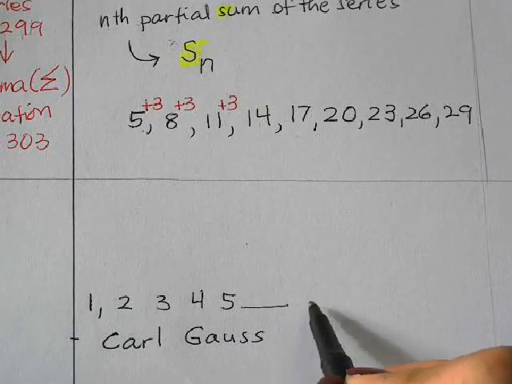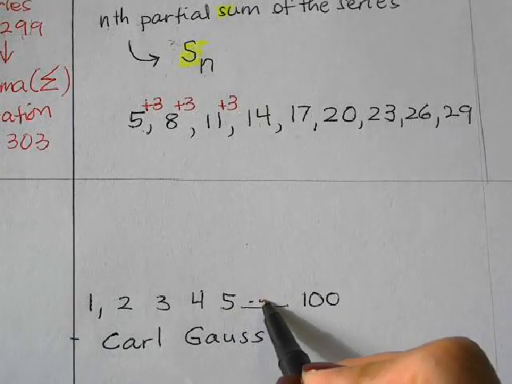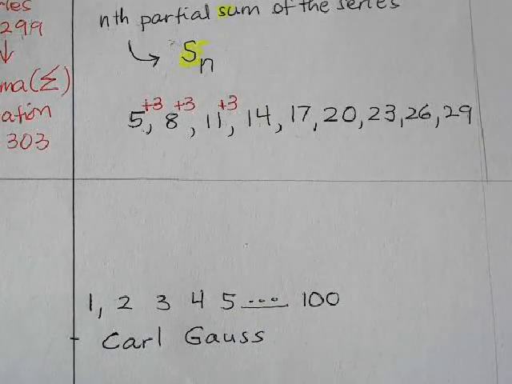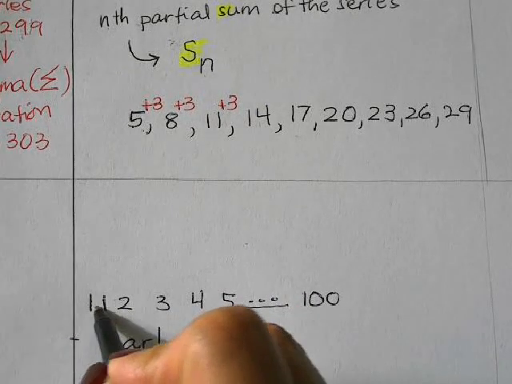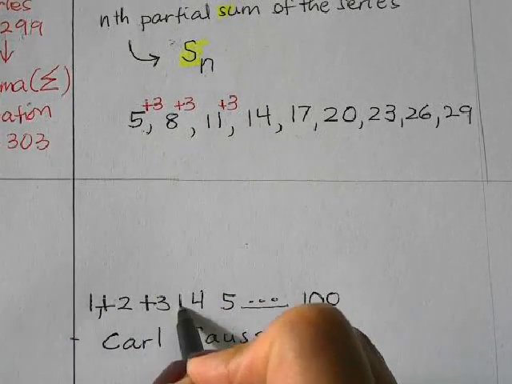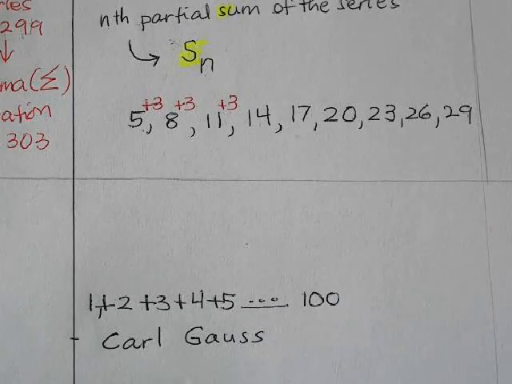So add all of this up to 100. Pause this video and see if you can do it like Gauss did. Let's do this. Some of us will add 1 plus 2 plus 3 plus 4 plus 5 plus 6 up to 100, right?